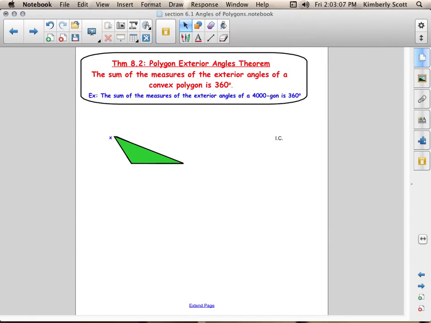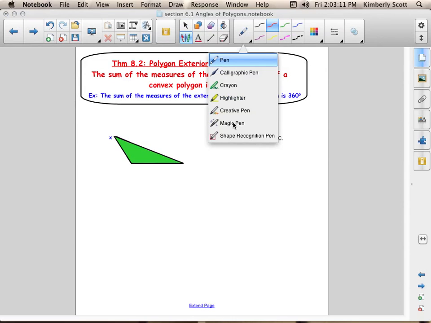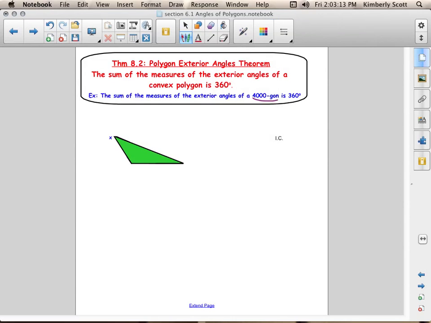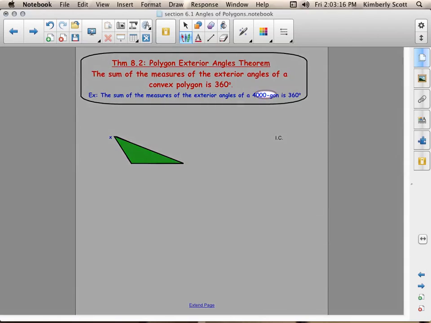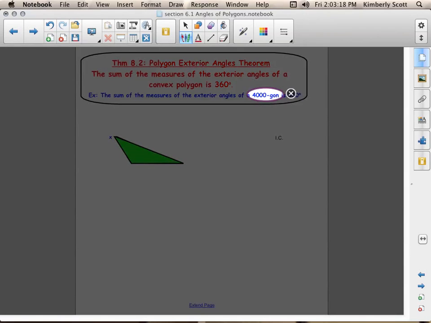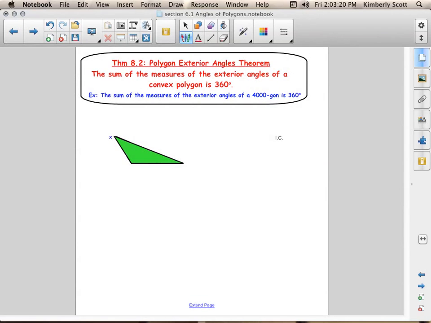Look at my example up here. I tried to be crazy, but to illustrate a point. If you had a 4,000 gon, that's one with 4,000 sides to it, the exterior angles will all add up to, you guessed it, 360 degrees. Super simple. You remember this. You'll never have to do any thinking. They'll try to trick you by asking you questions like this. The answer is always 360.